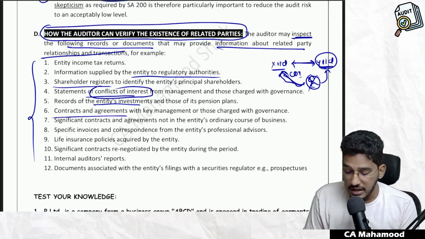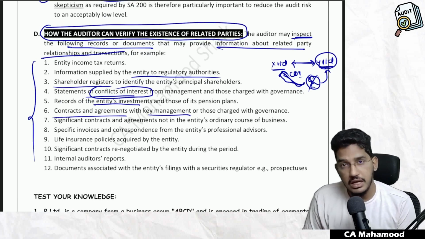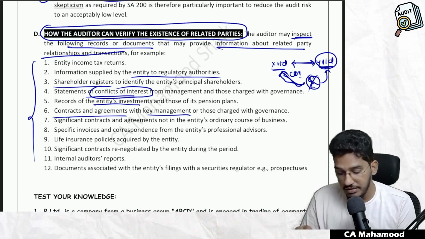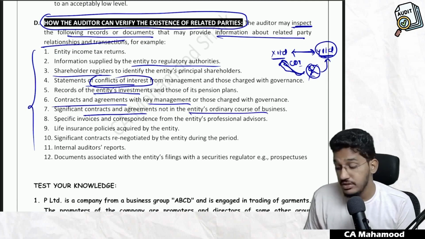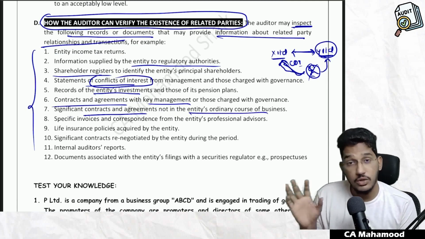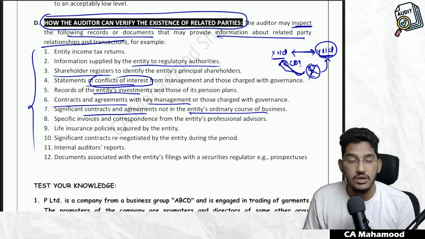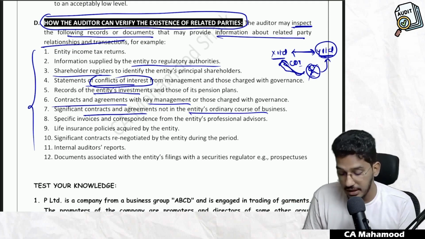Similarly, read the contracts and agreements with key management, those charged with governance. Read the agreements which are entered with the top level management. Significant contracts and agreements not in the ordinary course of business: if you find any contract, any agreement not in the normal course of business, verify those contracts and agreements, it might be that is a related party.